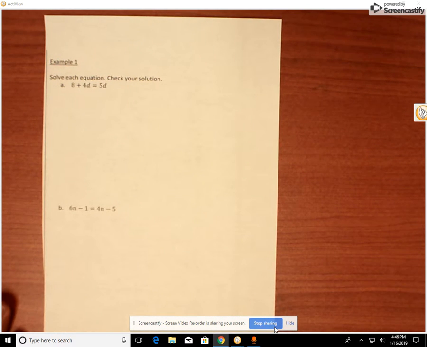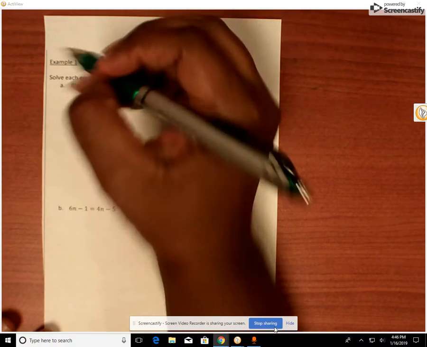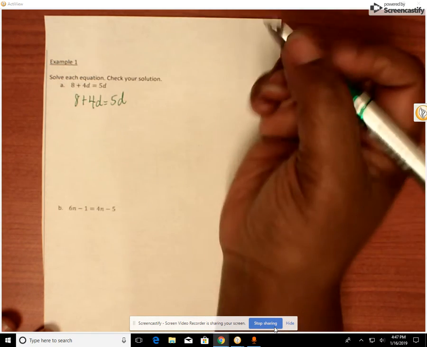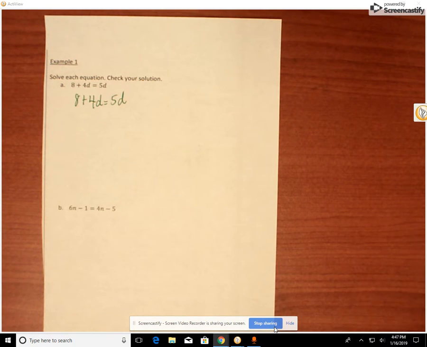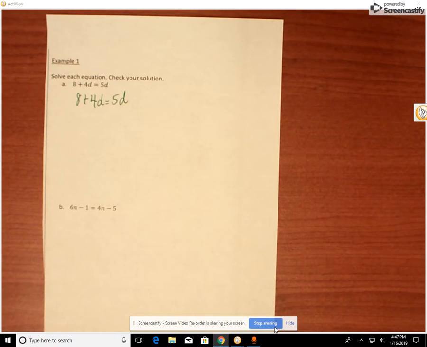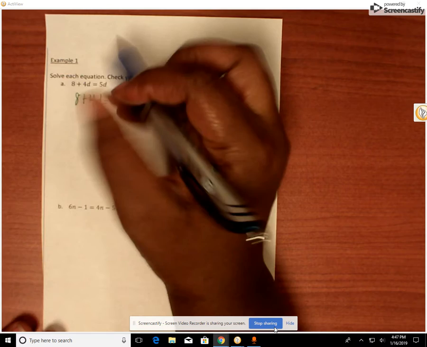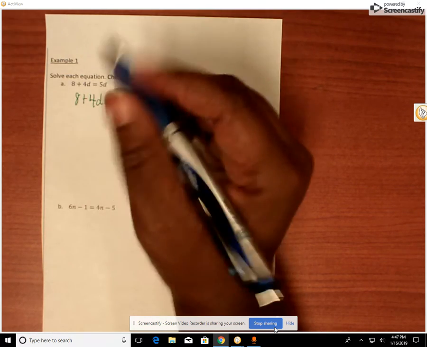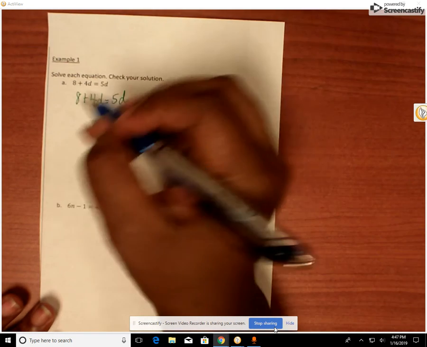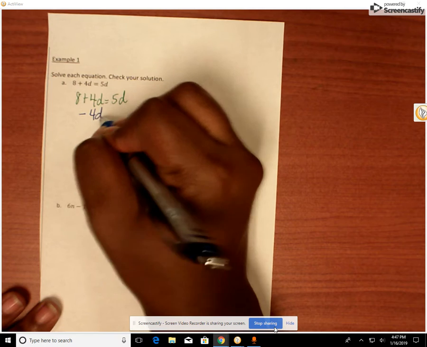If you notice here that you have 8 plus 4d equals 5d, and we are checking our solution. So the very first thing I'm going to do is write the problem down. Now, if you notice there are two variables here and not two constants; 8 is the constant. There are two variables with two coefficients. I need to get my variables together. Now, to do that, the constant needs to stay where it is. So I need to move my 4d with my 5d. But how do I do that? It's added, so I have to subtract.